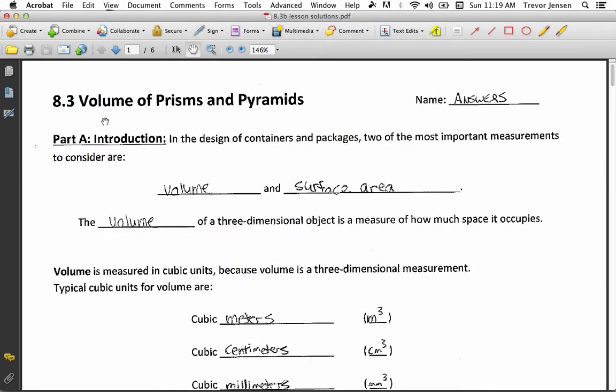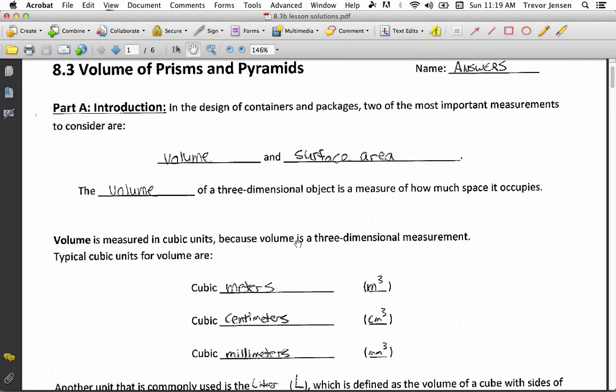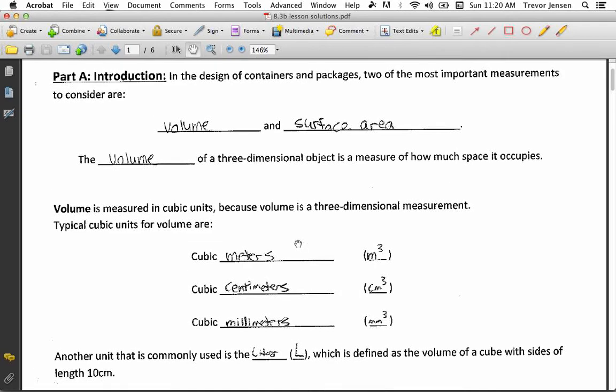So here's the answer. Basically all I'm going to go through in the introduction is talk to you about the volume and the surface area, the two important measurements when dealing with three-dimensional objects. The volume is actually how much space a three-dimensional object occupies. Generally there are three main units of measurement we use when dealing with volume: meters cubed, centimeters cubed, or millimeters cubed. We're always in units cubed because we're talking about a three-dimensional measurement here. We're dealing with three-dimensional objects and how much three-dimensional space they occupy.